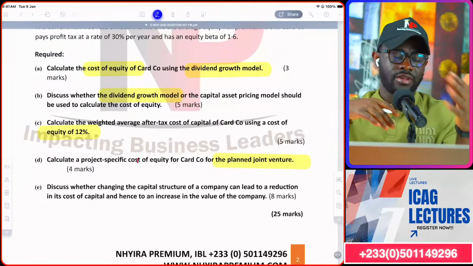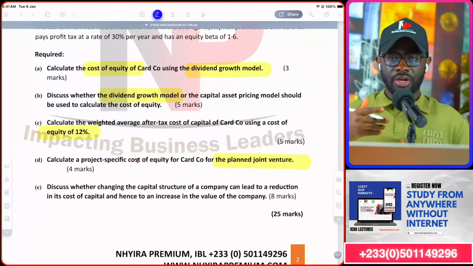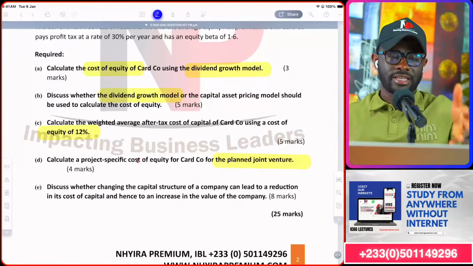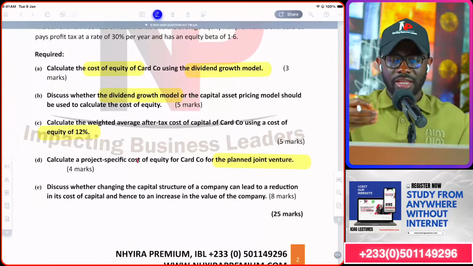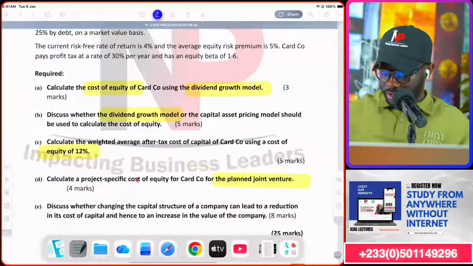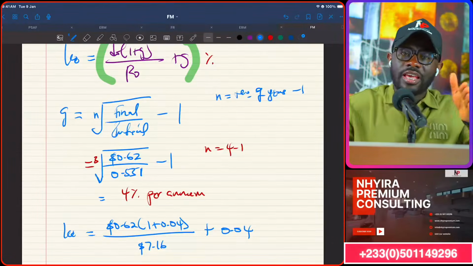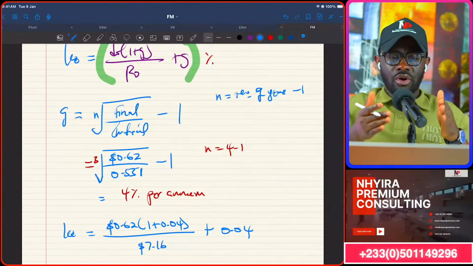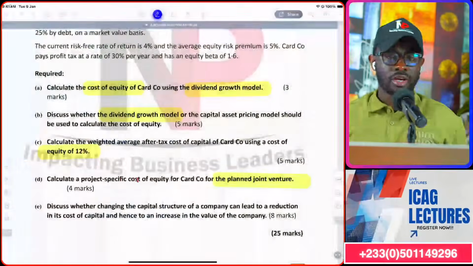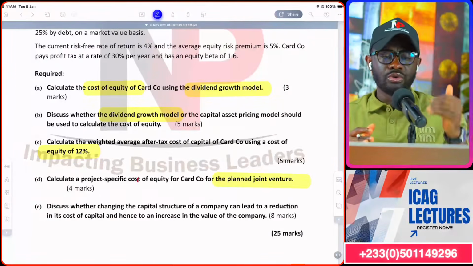Because when we use the dividend growth model, then it means that we are calculating the cost of equity based on the dividend potential of the entity. Now, the disadvantage with that method is that it is difficult to estimate the actual growth in the dividend that will happen in the future. Because if you look at the growth rates from this question we just solved, we got 4%. Now, this growth rate was calculated using historical information. And so that doesn't mean that going into the future, dividend will grow at the rate of 4%.